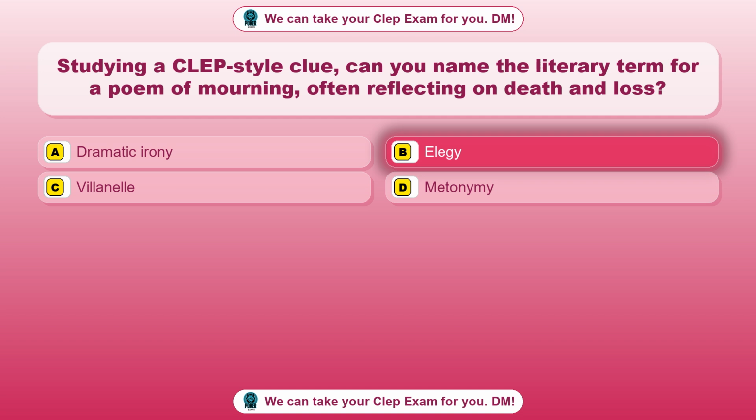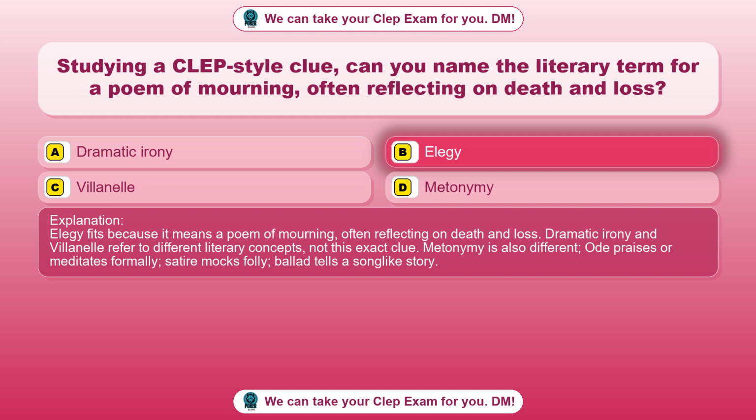Elegy. Elegy fits because it means a poem of mourning, often reflecting on death and loss. Dramatic irony and villanelle refer to different literary concepts, not this exact clue. Metonymy is also different. Ode praises or meditates formally, satire mocks folly, ballad tells a song-like story.